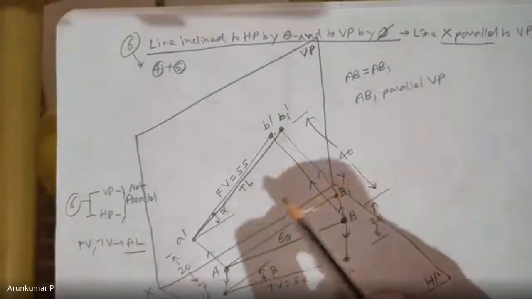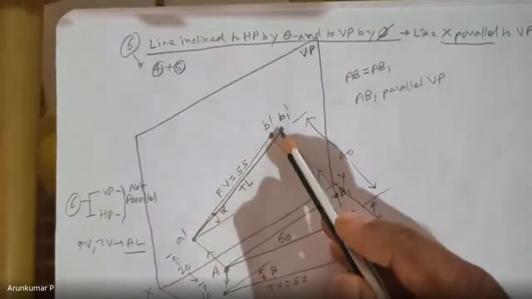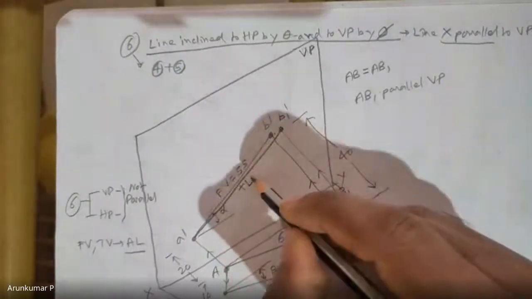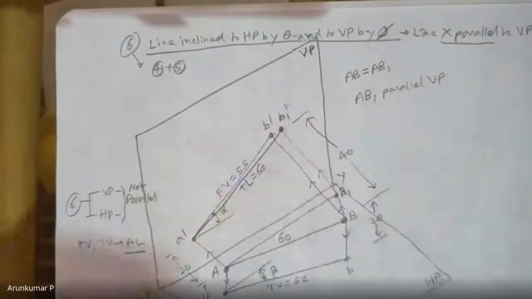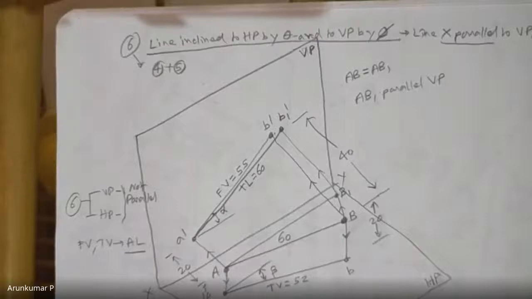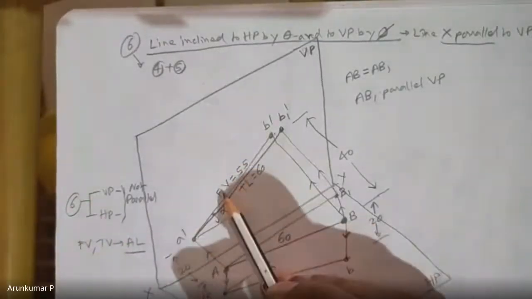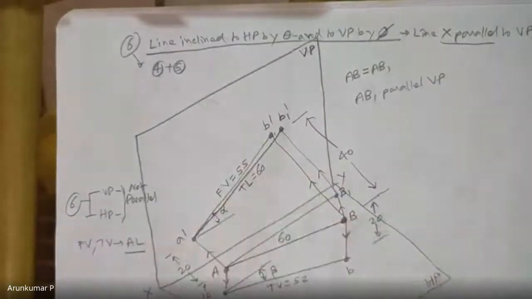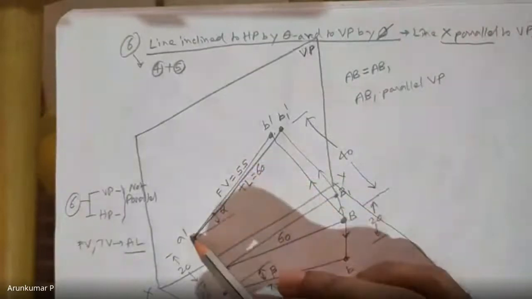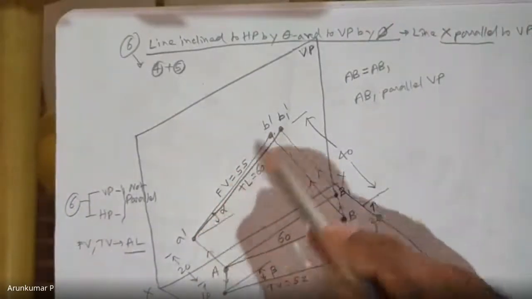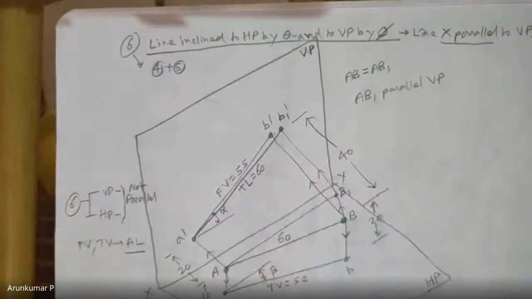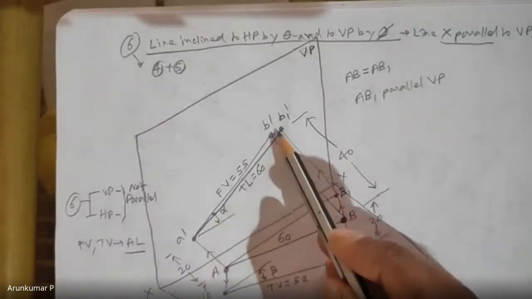of the line AB. But what is the difference? This line A dash, B1 dash is in its true length, it is 60 mm. How do you say it is 60 mm? How do you say this line A dash B1 dash is longer than A dash B dash? You can measure it. If you measure A dash B dash and if you measure A dash B1 dash, which of these two lines is longer?